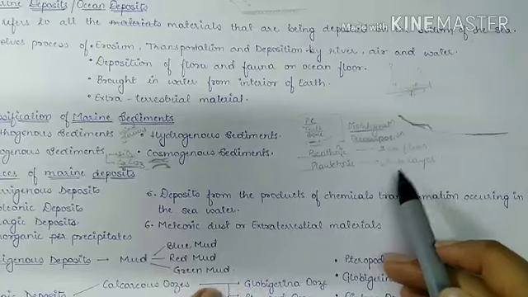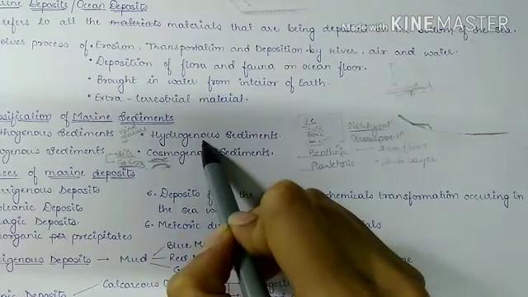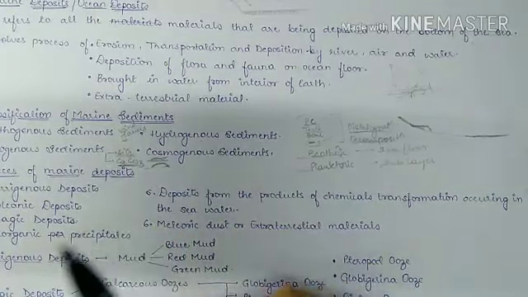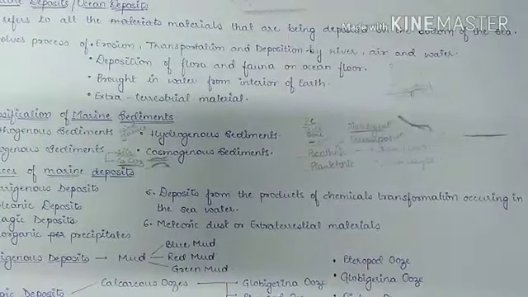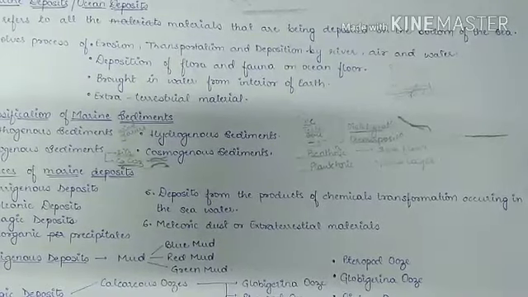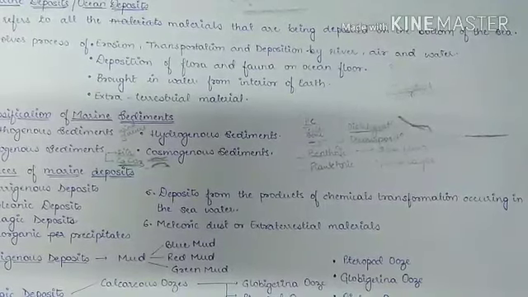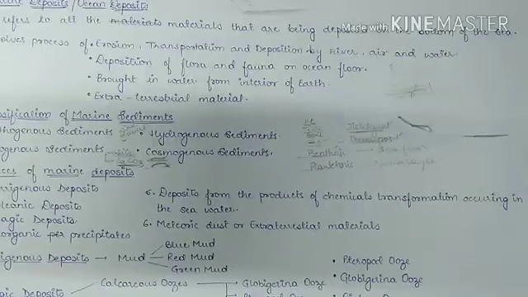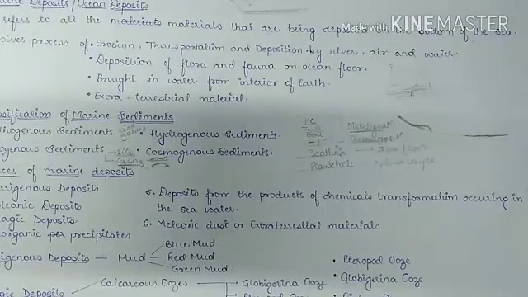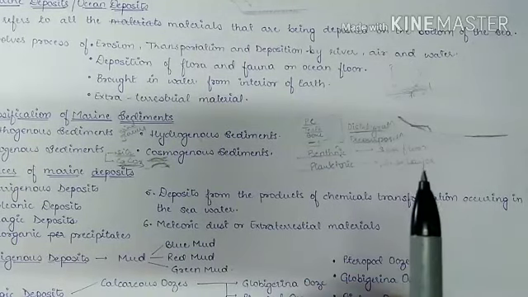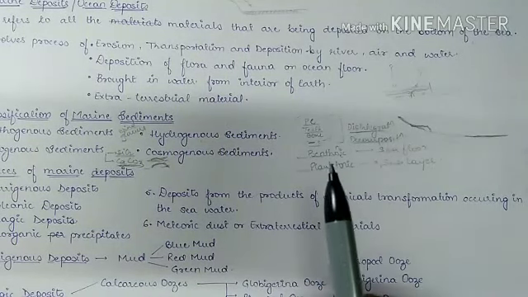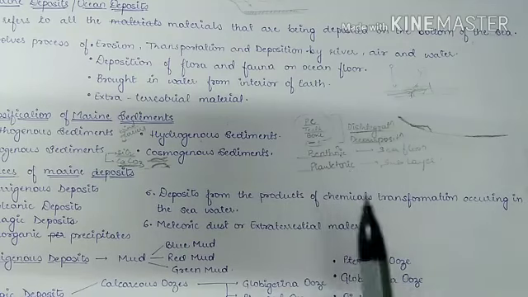Now we have another one, that is hydrogenous sediment. Hydrogenous sediment, as the word suggests, is derived from water. These sediments result from chemical reactions occurring within the seawater. So we can see that manganese deposits, phosphorite deposits and glauconite deposits are minerals formed by the chemical precipitation of water. And the rate of accumulation of these sediments is very slow.